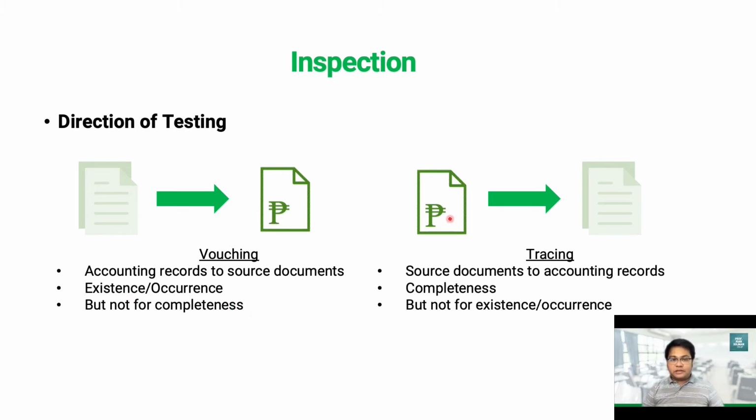Conversely, if we start from the source document, going back to the accounting record, we call that tracing. And the objective being satisfied there is completeness. Because if you start from the source document, you will note whether that item is recorded in the accounting records or not. So if it's not recorded, then the accounting record is incomplete. But you cannot satisfy the objective of existence or occurrence. Because let's say the source item is not existing at all, but it is written in the accounting record, you will not be able to detect that. Because in the first place, your starting point does not include the matter that you want to test, which is the fictitious item listed in the accounting record. So that's why it is said that tracing is effective for validating completeness, but not existence or occurrence.